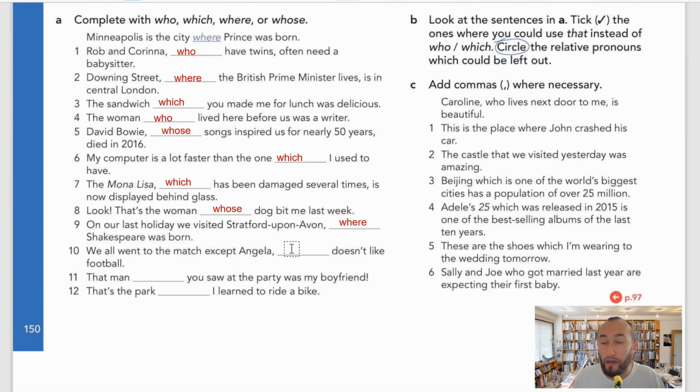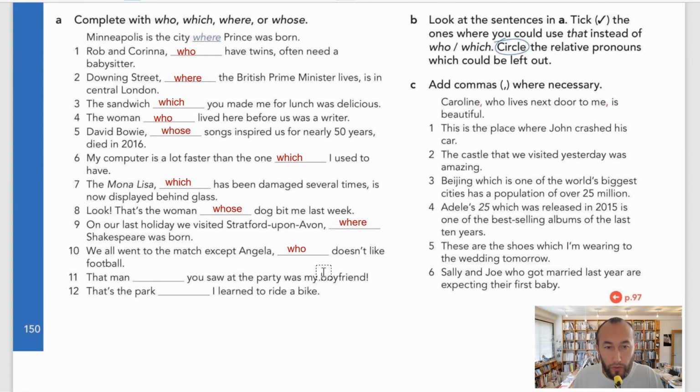Otherwise, you're going to incur something called a fragment. A fragment is a sentence with a mistake, right? So here the subject is important. So we're going to write who here. Can I use that? No, we can't because there is a comma, guys. That's it. Right. 11. That man you saw at the party was my boyfriend.